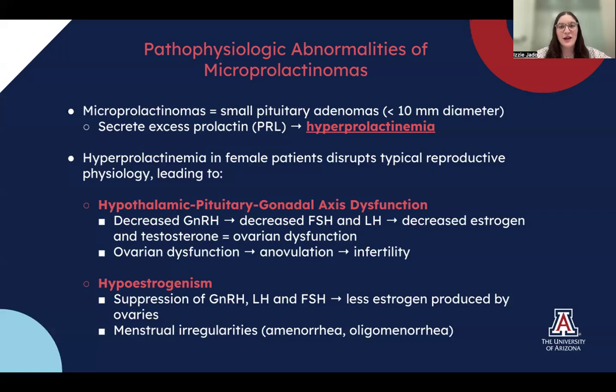With that, not enough estrogen, so hypoestrogenism, is because of that suppression of the GnRH, LH, and FSH. And so your ovaries aren't really being told to produce the estrogen that they should. What happens here is patients may show up with amenorrhea, so lack of menstruation, or oligomenorrhea, which is really not regular menstruation.